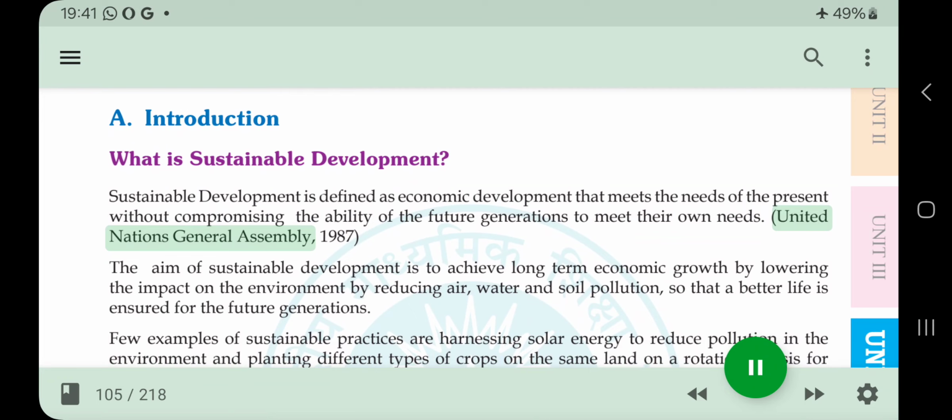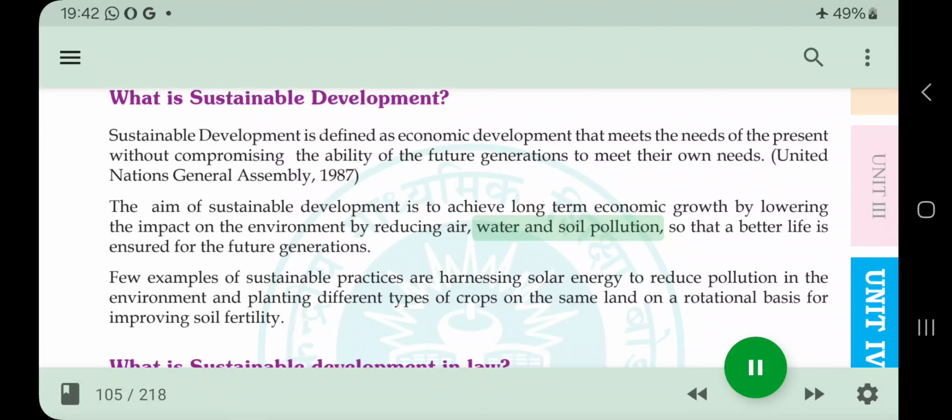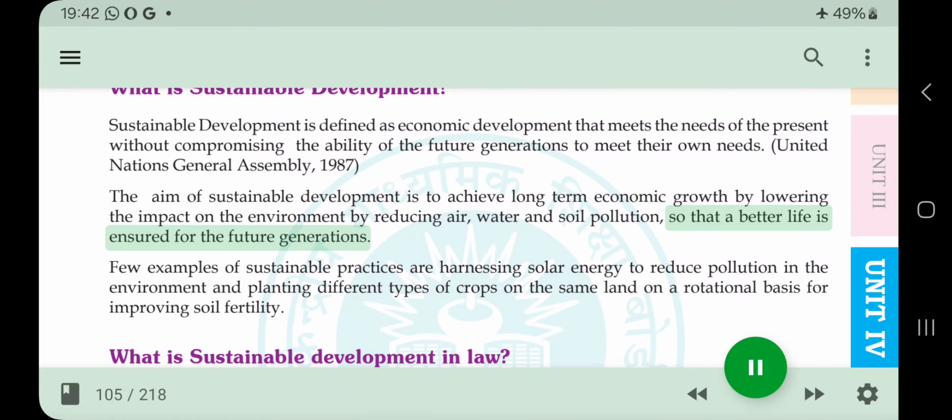United Nations General Assembly, 1987. The aim of sustainable development is to achieve long-term economic growth by lowering the impact on the environment by reducing air, water and soil pollution, so that a better life is ensured for the future generations.